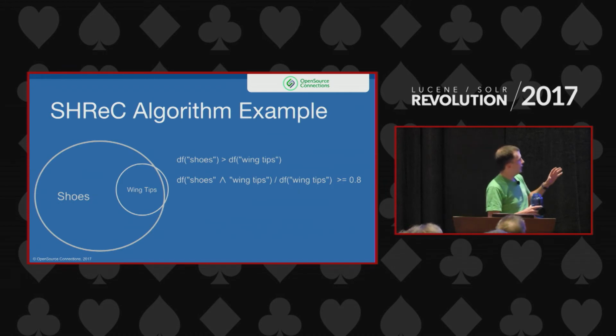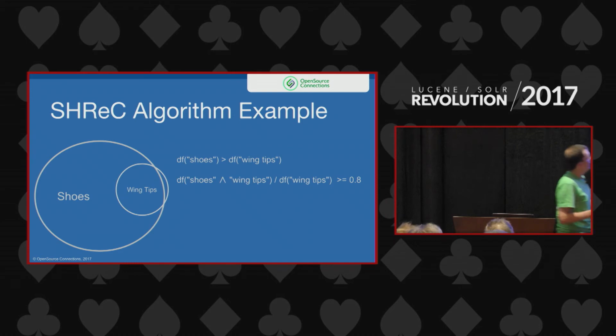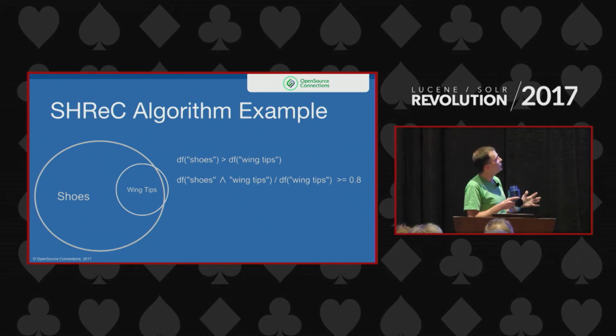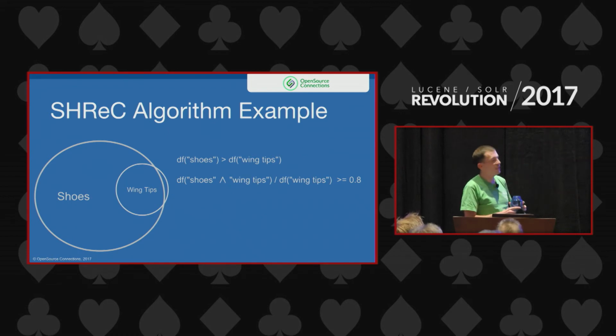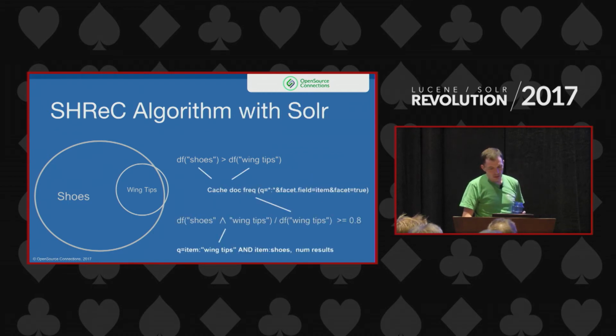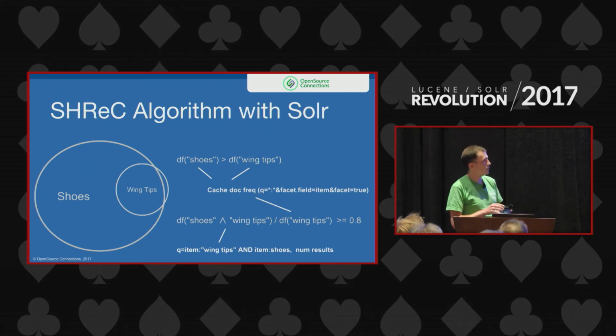If all of our shoes and wingtips is basically most of this bubble there, shoes is basically subsuming wingtips, and df here is the document frequency. We can possibly say wingtips is a candidate child concept of shoes. And just like Ted said, facets are an amazing tool, and I think this is where his talk dovetails nicely with mine, because you can start to explore these hierarchical relationships just by using facets.